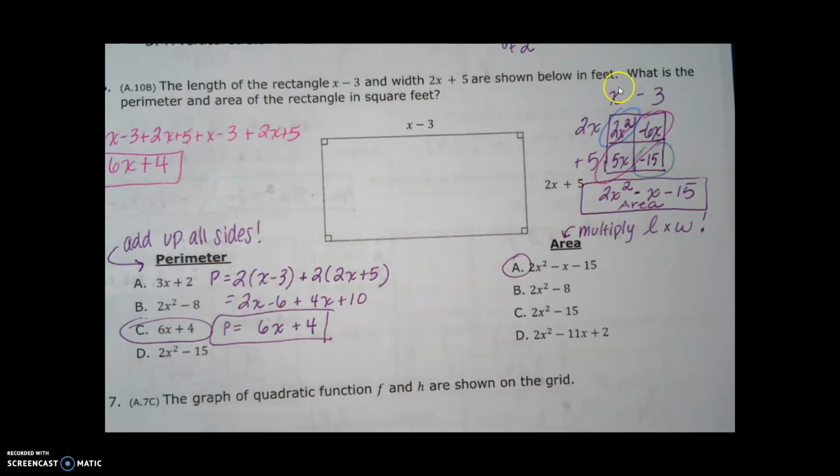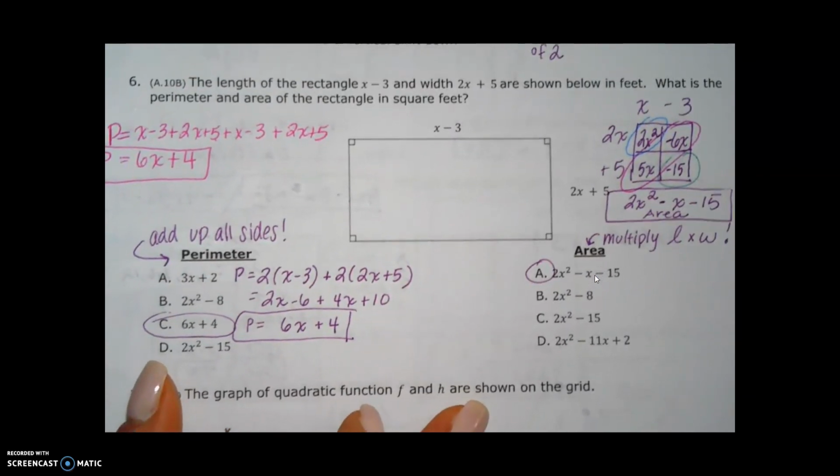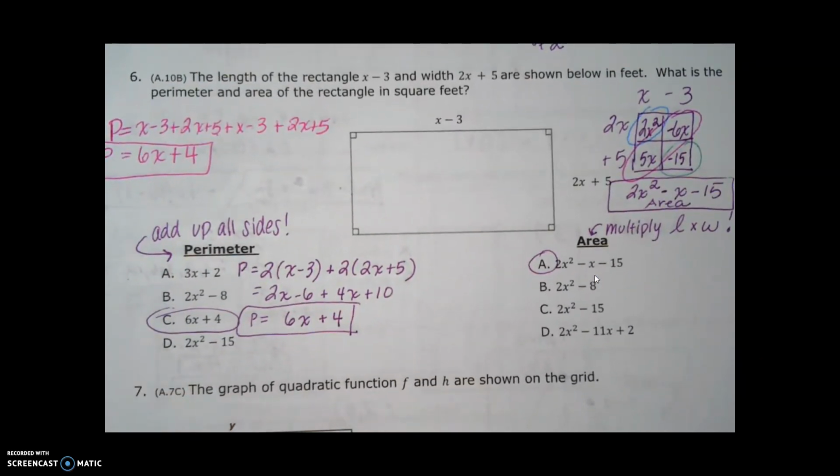I multiply for my table, x times 2x is 2x squared. Negative 3 times 2x is negative 6x. x times 5 is 5x. 5 times negative 3 is negative 15. And then I combined my like terms. I tried to circle them in different colors. And I ended up with the area of 2x squared minus x minus 15. So that is problems number 1 through 6. And in class, we're going to go over the rest.